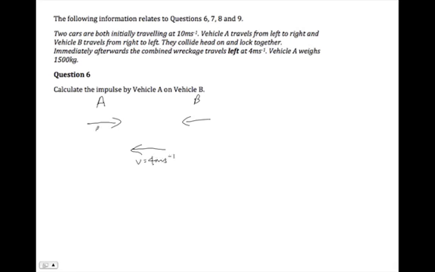Vehicle A weighs 1,500 kilos. Both travelling at 10 metres per second. Okay, 10 metres per second.